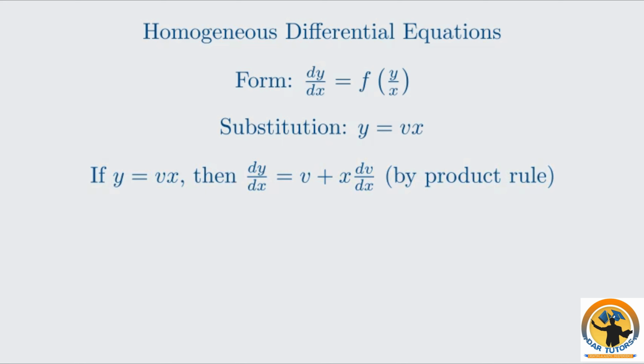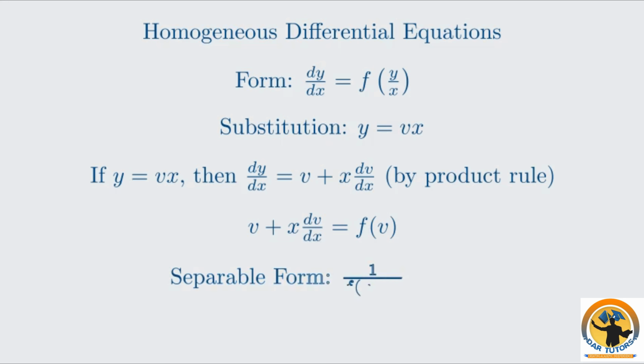Now we substitute both y equals vx and our new expression for dy/dx into the original homogeneous equation. This gives us v plus x times dv/dx equals f of v. Notice how the x's have canceled out on the right-hand side. Rearranging this equation, we get 1 over f of v minus v times dv/dx equals 1 over x. This is a separable differential equation, which we can solve by integrating both sides.